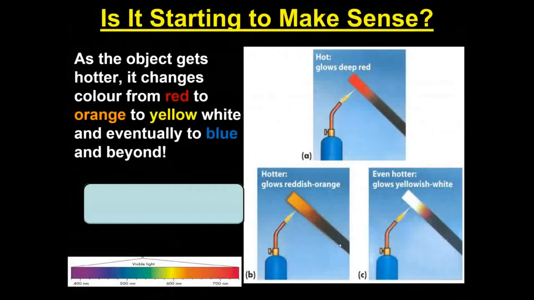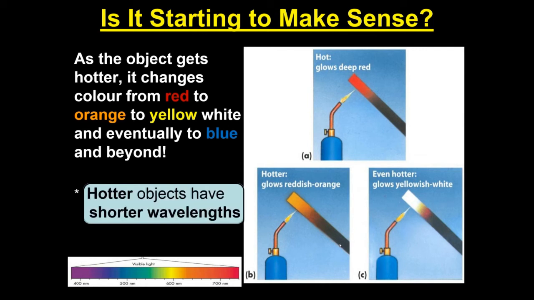So none of this should be surprising. A hotter object puts out more light, no surprise. As you heat something, it goes from red to orange to yellow to white and even blue, right? Hotter objects have shorter wavelengths. To be honest, this is mostly common sense.